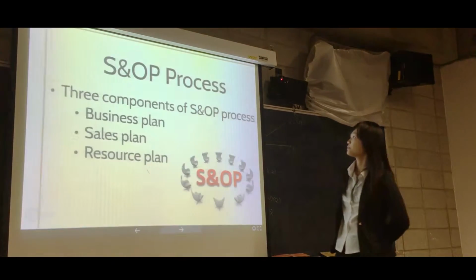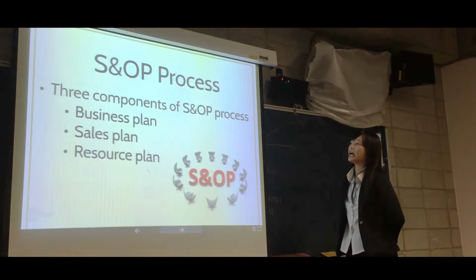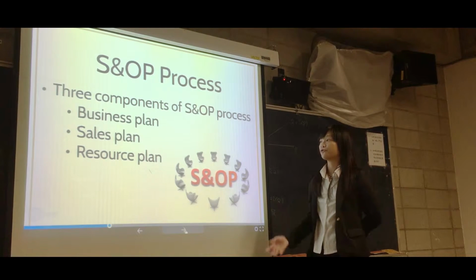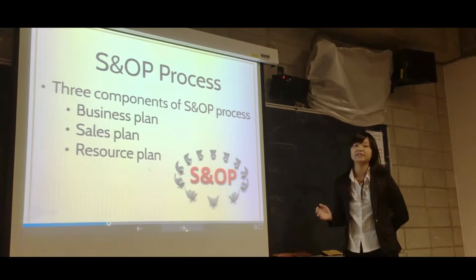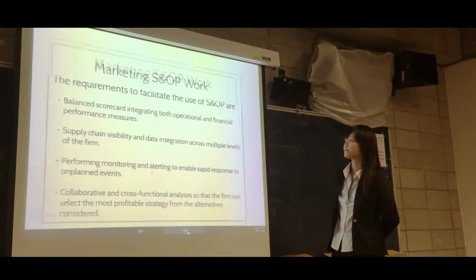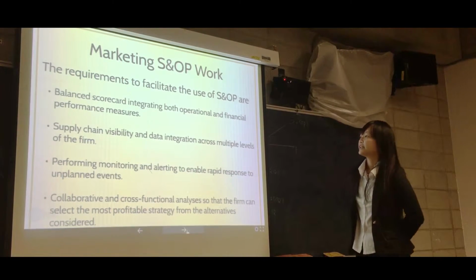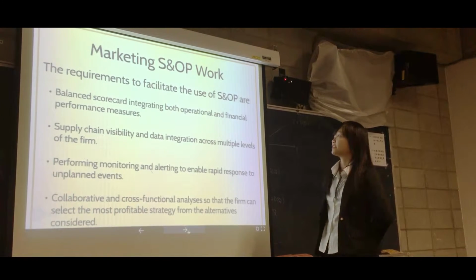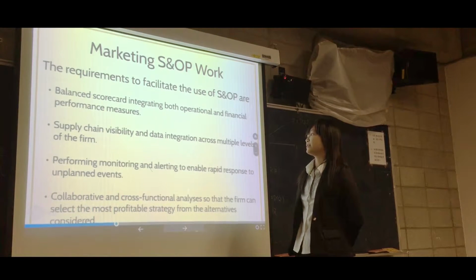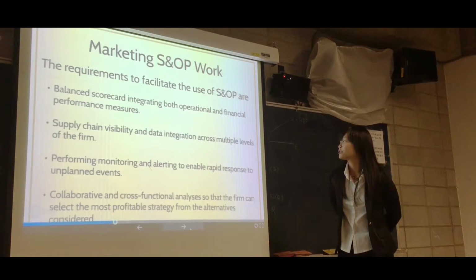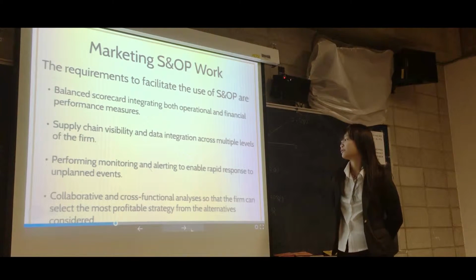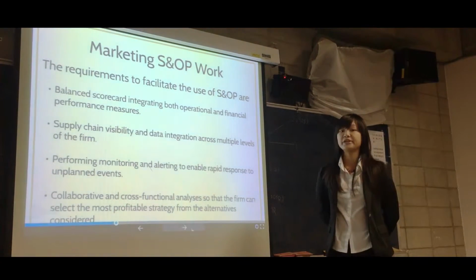Next, the S&OP process has three components. The business plan is about the financial forecast, the sales plan is about the marketing plan, and the resource plan is about partnership resources. The most important requirements for using S&OP are supply chain visibility and data integration across multiple levels of the firm, and performance monitoring and auditing to enable rapid response to unplanned events.